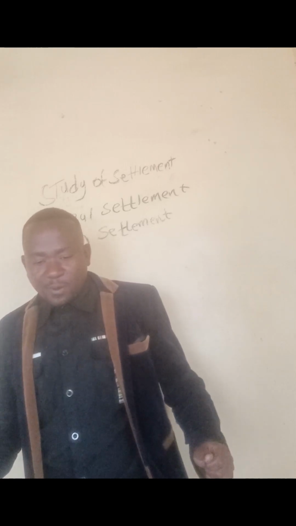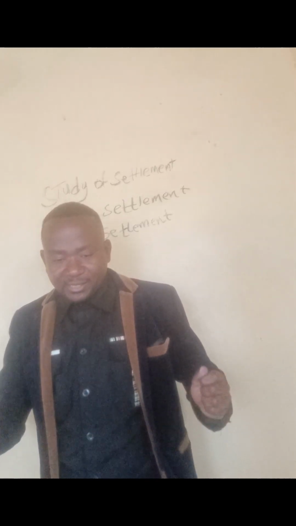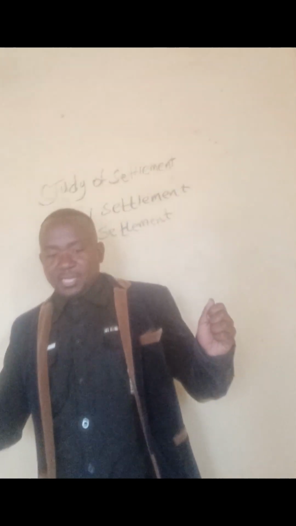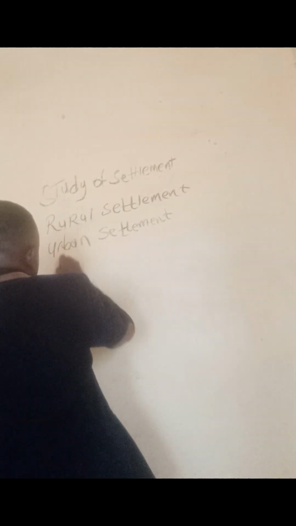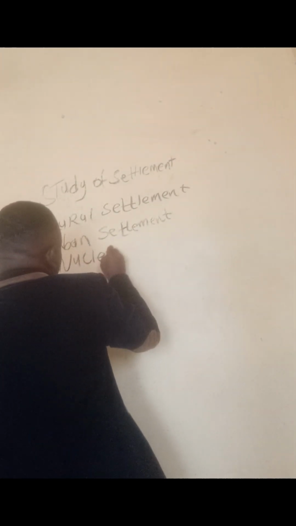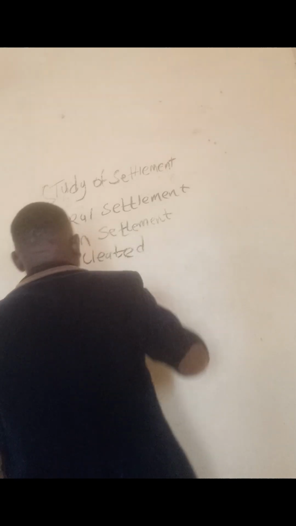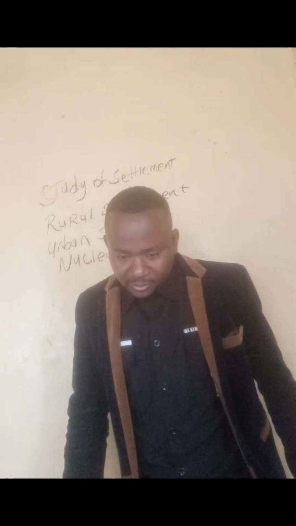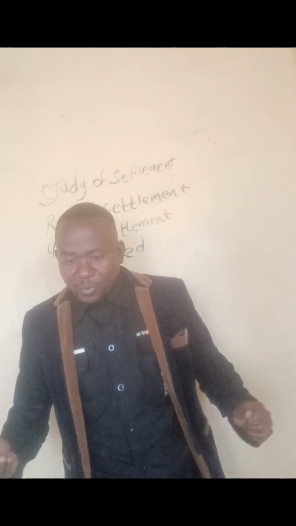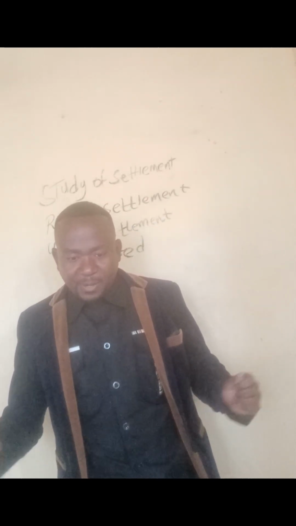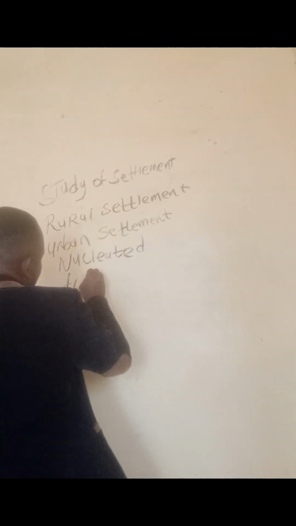And then we spoke about how one settlement has tightly packed buildings. When settlement is tightly packed, we say it's nucleated. Okay? And secondly, when the houses are scattered apart, we say it's dispersed.